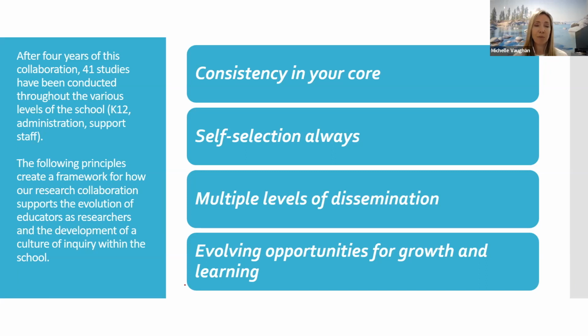And the last thing that we found has been really important is that we have to evolve the opportunities for growth and learning. If it's the same thing every time, it's no longer transformational. It has to grow with the teachers at the program. And that involves adding that level 3 and 4, where they now can become mentors, that they can now influence others as well. Constantly thinking about how to evolve those opportunities has been really important.